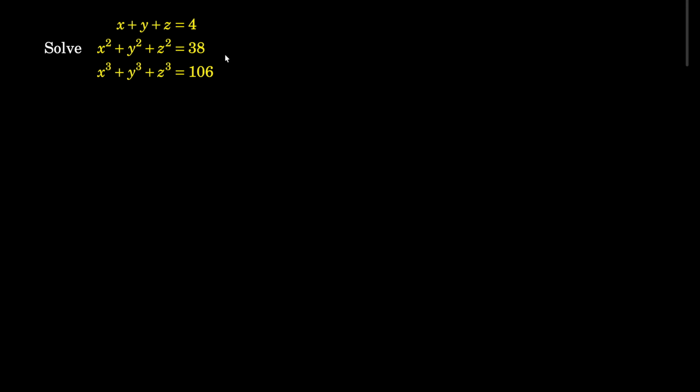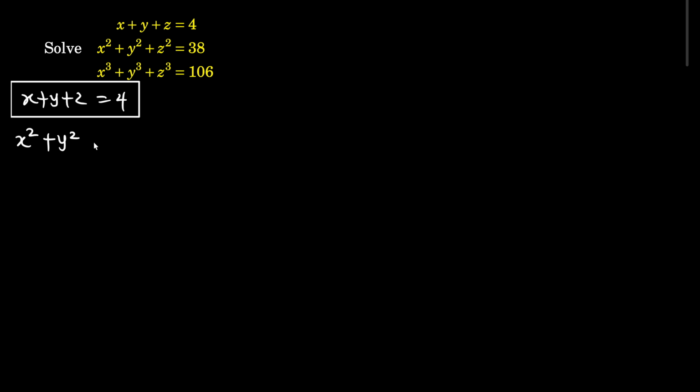We are going to be using the Newton sums to relate the following power sums to elementary symmetric polynomials, and then from there we solve for x, y, and z. So we're going to take the first equation, x plus y plus z equals 4. This is good all by itself. So we're going to move on to the second equation, x squared plus y squared plus z squared equals 38.